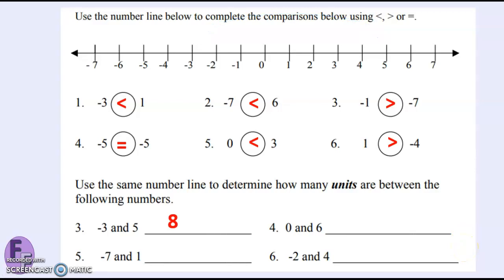We can do the same thing for 0 and 6. Starting at 0, we count the spaces to 6. This is 6 spaces. The spaces between -7 and 1, starting at -7, you're going to count the spaces all the way to 1, and this would be 8 spaces. -2 and 4, starting at -2, you're going to count each of the spaces to 4, and this is 6 spaces.